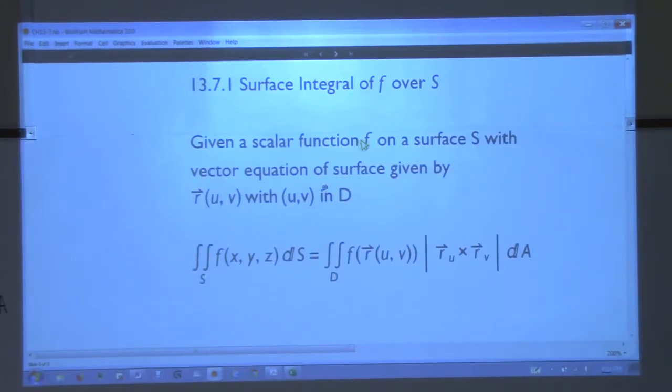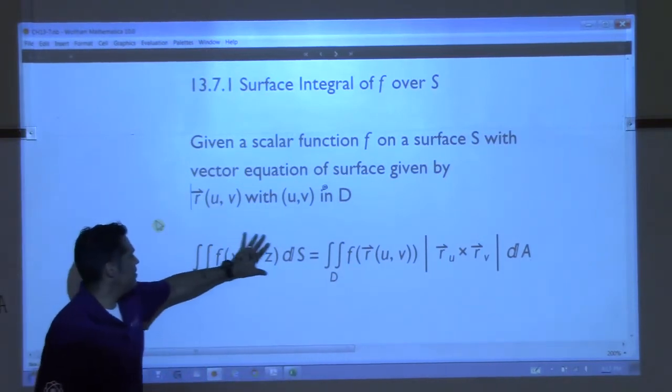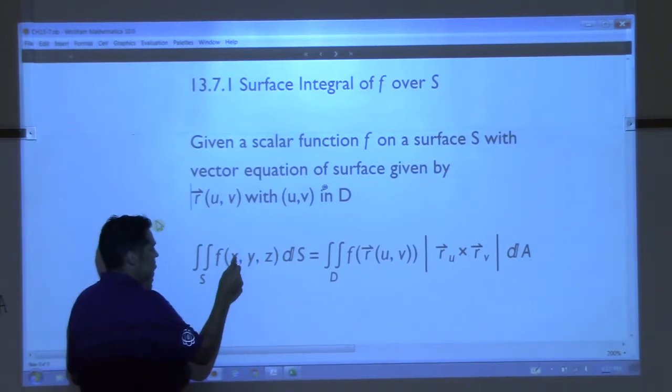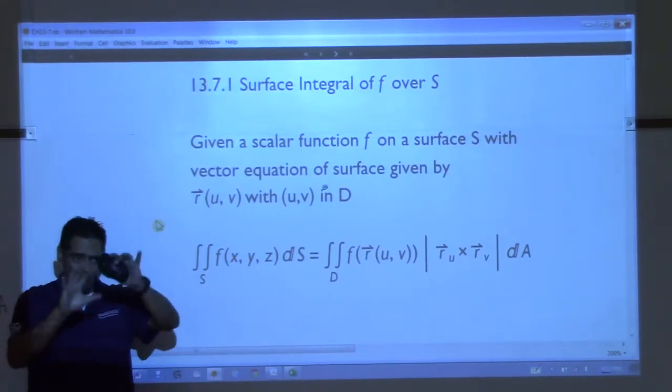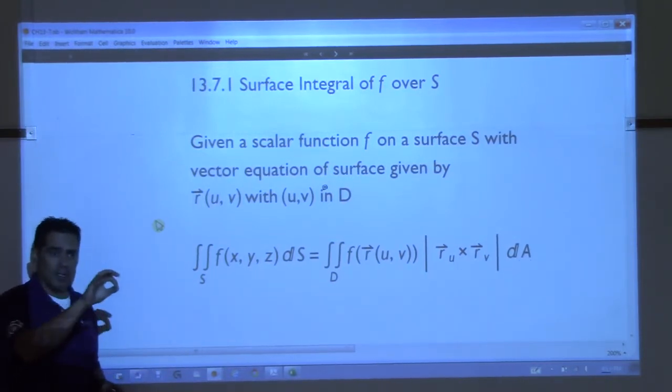Given a scalar function f on a surface S, where that surface S is given with the vector equation r of u, v, then this right here, this notation, is the new notation for this section, at least the first formula, which is called the surface integral of f over S. So the best way I think I can explain this is that you have some surface out there, right? And what we're saying is, if you were to go to each point on that surface and take the value of a function there.